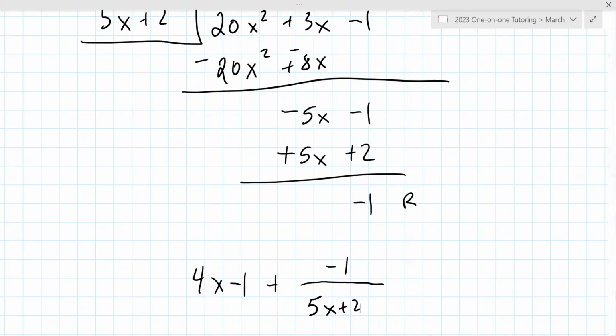Okay, let's do another one here. Sorry, I'm hemming and hawing. I'm just trying to see if there's something else here that I'm not seeing.